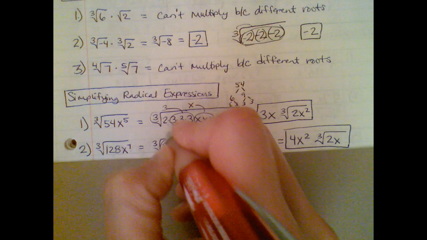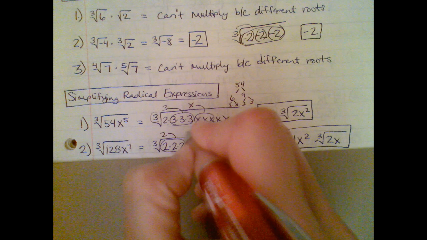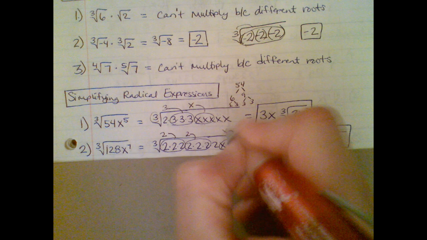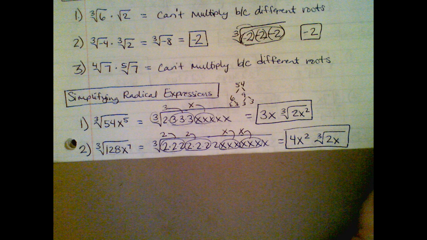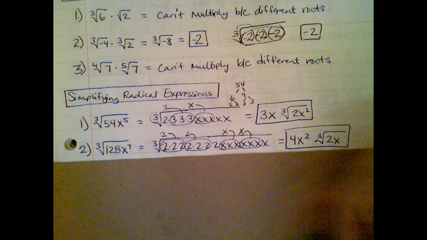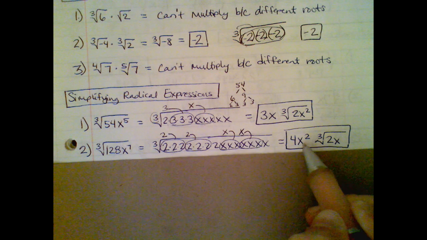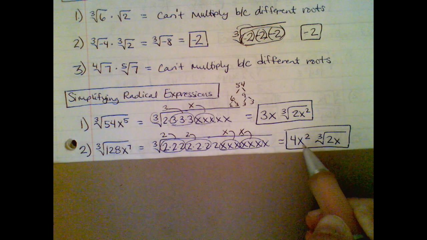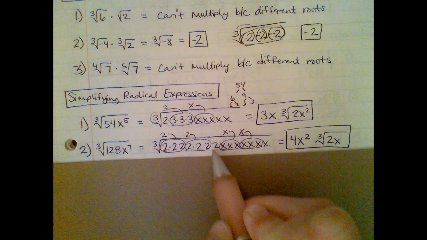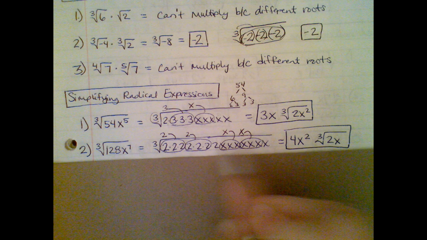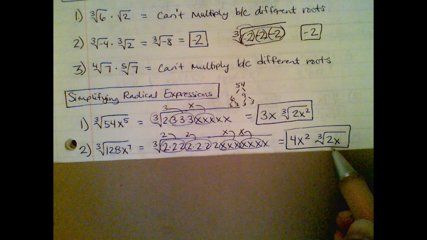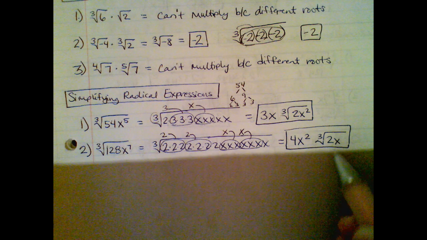So we can bring out this 2, this x, and this x. Then we multiply all those together. 2 times 2, we just get 4. x times x is x squared. What we don't have a group of 3 of, we keep underneath the radical sign. So times the cube root of, and then we have this 2 and this x left over. So times the cube root of 2x.